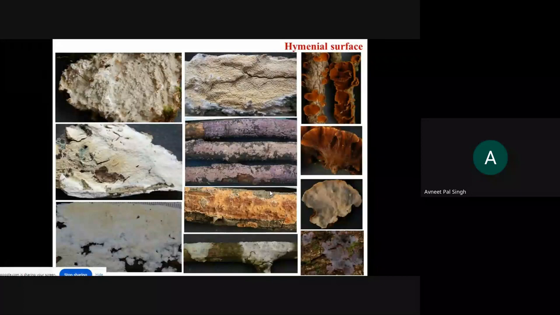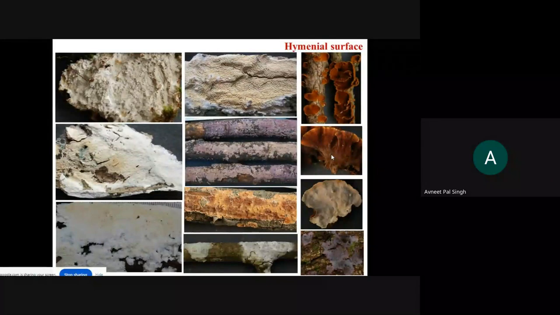So two things to be observed. First, the color of the hymenial surface. Second, the nature of the hymenial surface. Is it smooth? Is it tuberculate? Is it some kind of grandinoid, fimbriate, or some kind of aculeate? In this case, you can see there are even some sort of concentric layers. So all these features we have to look upon very carefully regarding the hymenial surface.